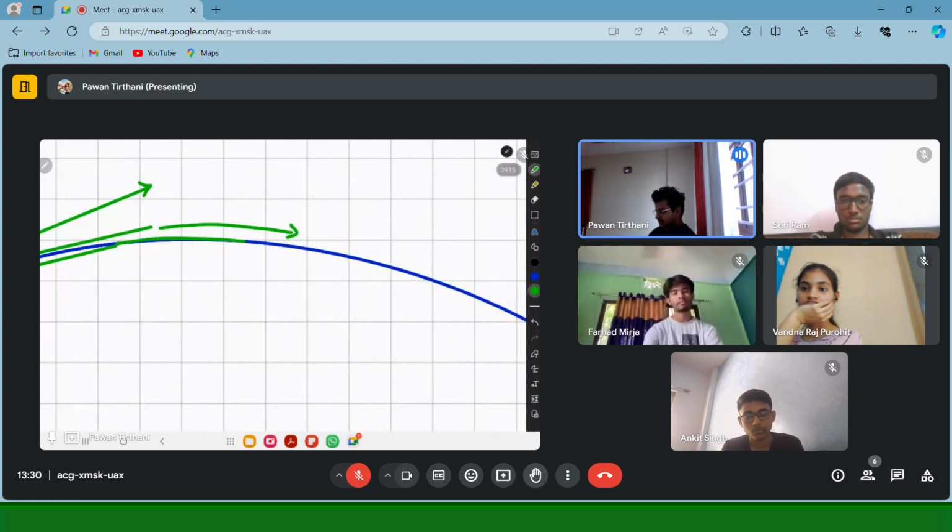Again, Earth is an obstacle. It faces diffraction. It again keeps on following the surface of the earth like so. Understand?